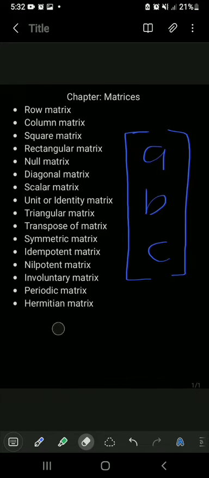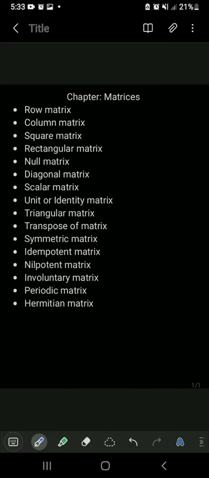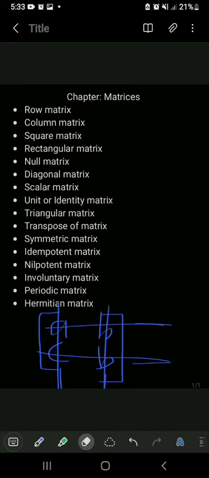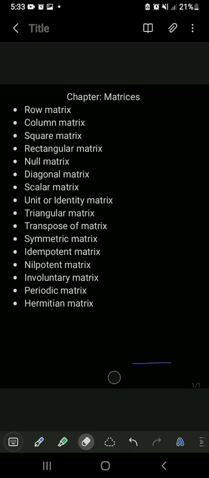Okay, if we talk about a square matrix, it is one whose rows and columns are both equal, like A, B, C, D. How many rows are there? 1, 2. Two rows: A, B is a row and C, D is a row. How many columns are there? Two: A, C and B, D. A matrix whose rows and columns are equal is called a square matrix.